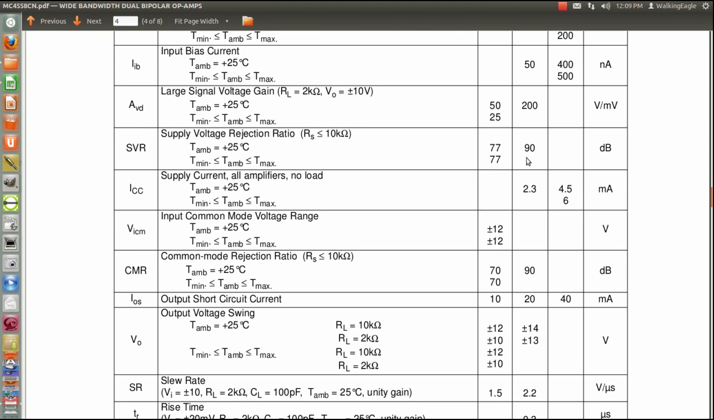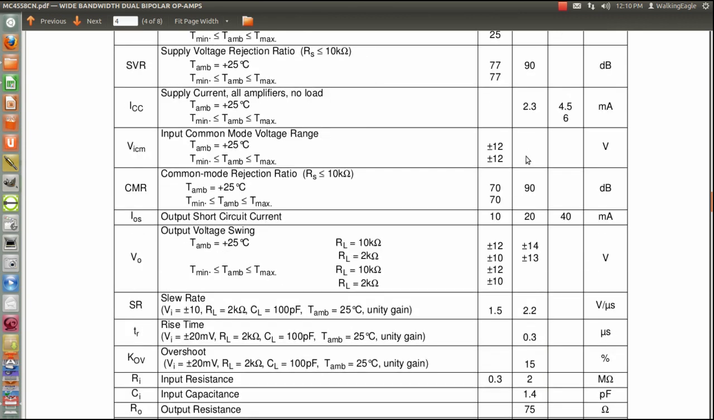And that means that if the power supply changes, that the voltage changes on the power supply, it's not going to be seen on the output, or not very much of it's going to be seen on the output. And that's a good thing. 90 dB is a pretty good rejection ratio.